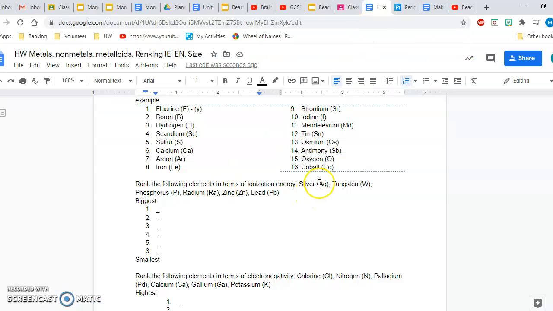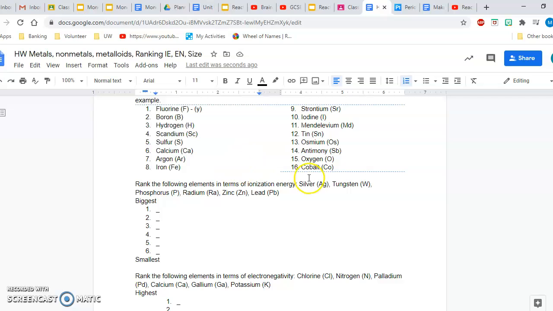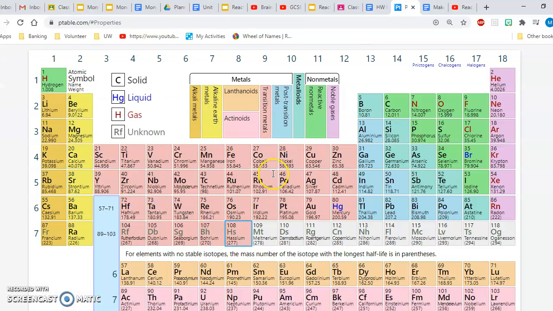So just simply, I would start by finding each one of these elements and then looking at how they are on our table. So for example, I see silver and tungsten. So silver would be here and our tungsten would be here. So silver would go higher on this list than tungsten. So just do that for each one of them.